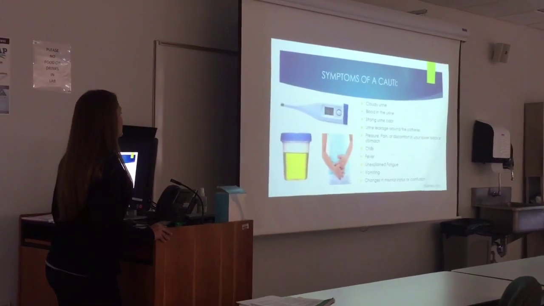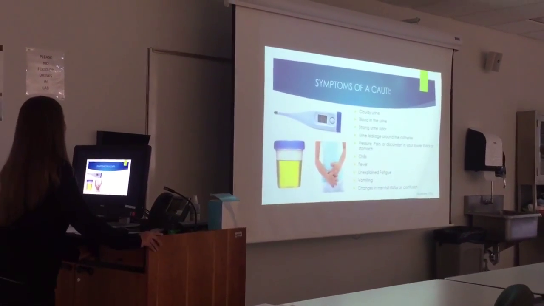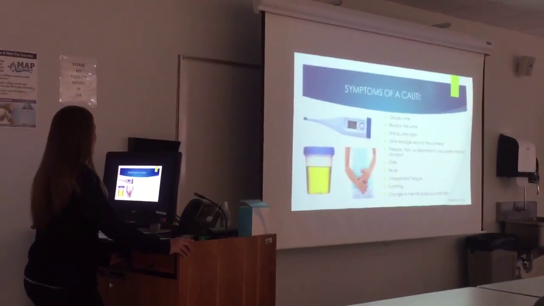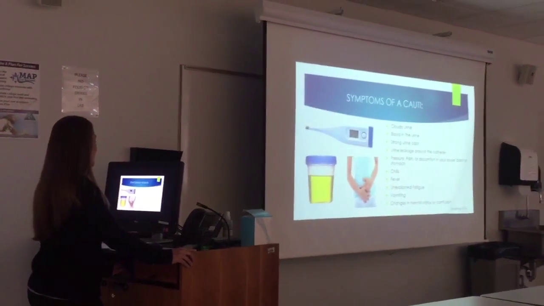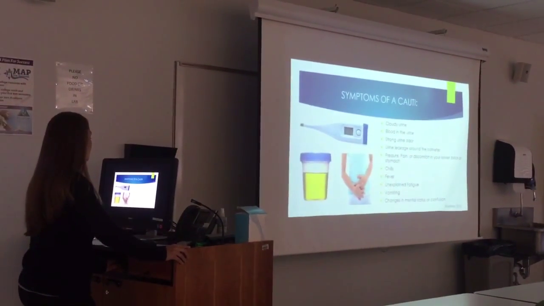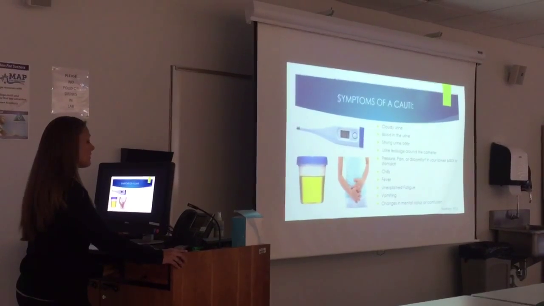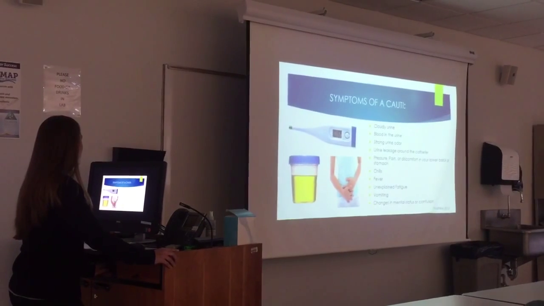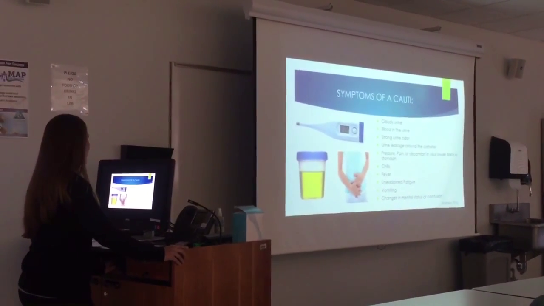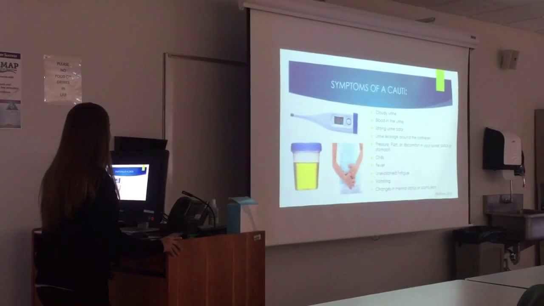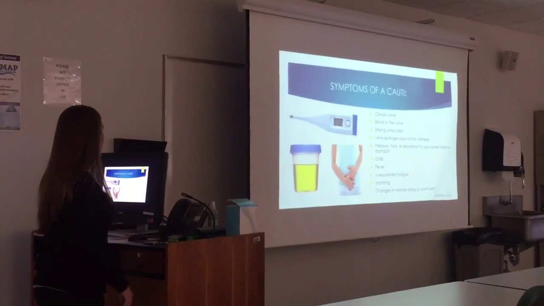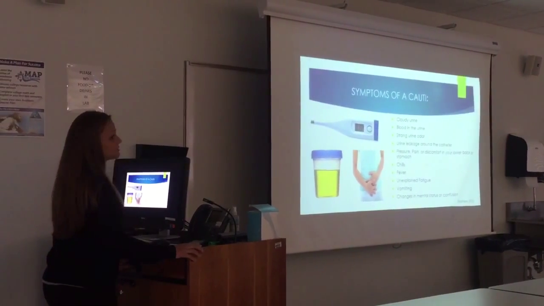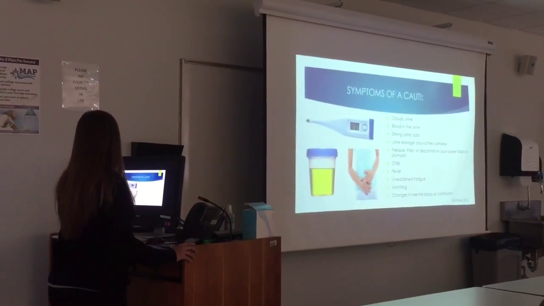Here are some of the symptoms of a CAUTI. The urine might be cloudy, you might notice some blood in it, or it has a strong odor. You might notice some leakage around the catheter. The patient might complain of pressure, pain, or discomfort in the lower back or the stomach. They may have chills, fever, be fatigued, vomiting, changes in their mental status, or confusion. I noticed that to be a big one, the mental status. When you notice they're not acting right, that's the first thing I usually do: hey, can we get a urine culture?